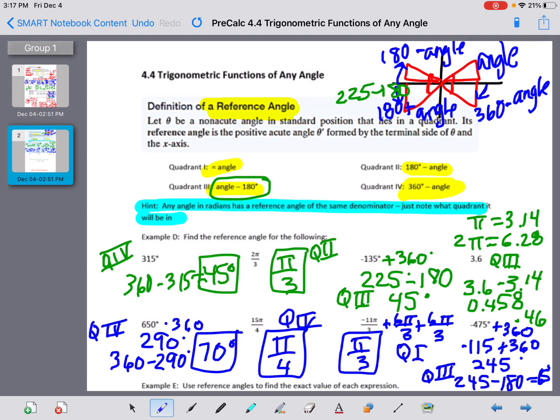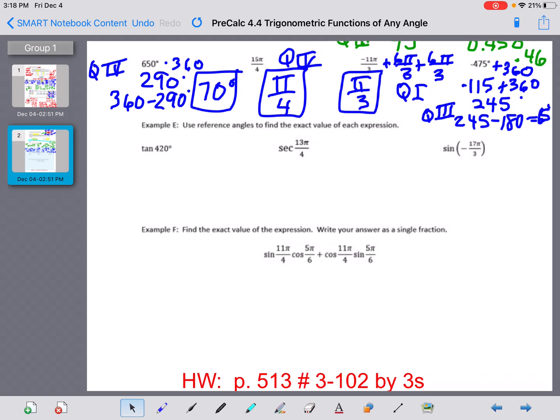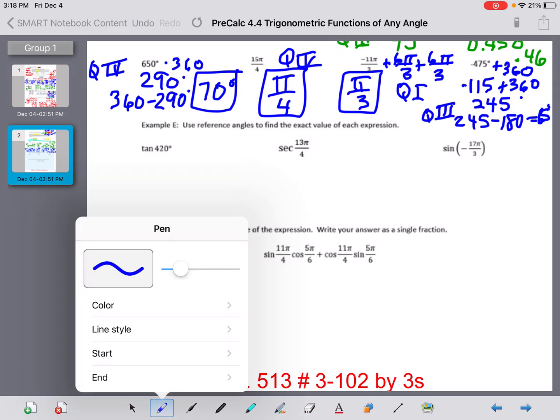All right, reference angles. It allows you to go back and just work in the first quadrant and then attach the signs needed from a smart trig class, right? All right, use reference angles to find the exact value of each expression. Okay, so the first one is tangent of 420.